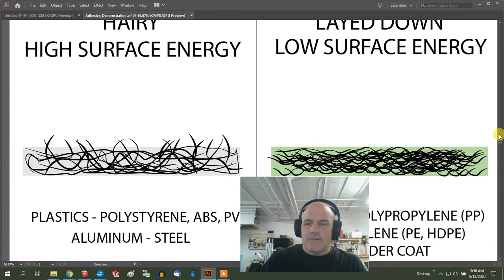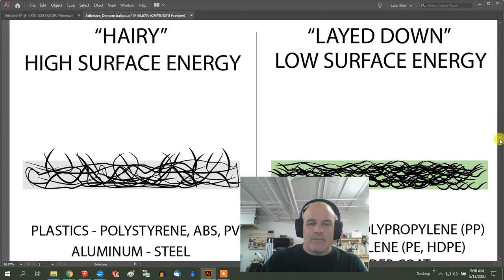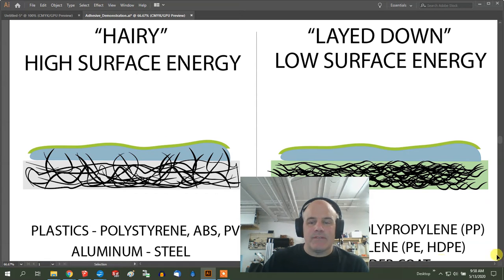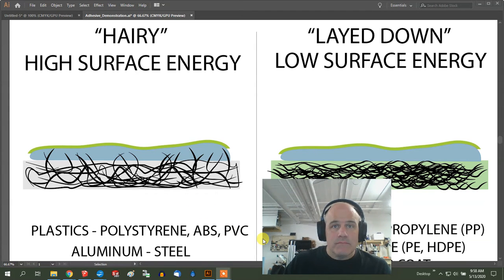So high surface energy plastics, I think of them as hairy. Little ends of those hairs stick out on top. And so when you put your adhesive on top, now this is a fake story that I used to remember, molecular chemists don't throw up. Don't do that. And they stick up, and then that gives the gum something to hold on to when it's trying to stick to that surface.